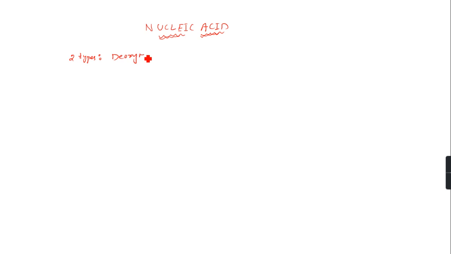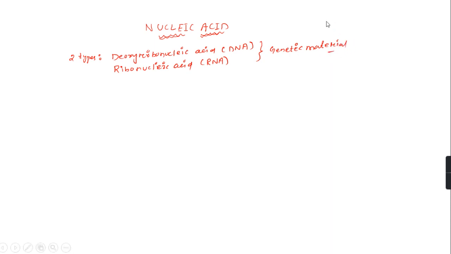Deoxyribonucleic acid, that is DNA, and ribonucleic acid, RNA. These nucleic acids basically act as a genetic material.